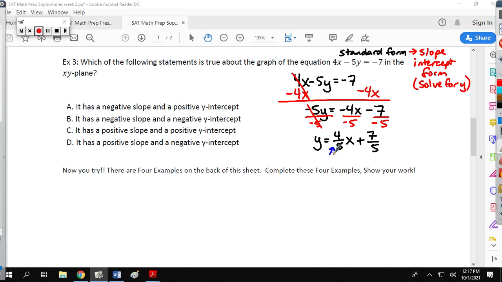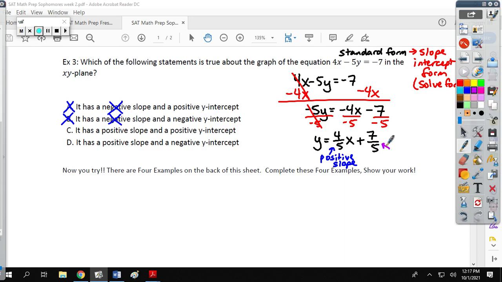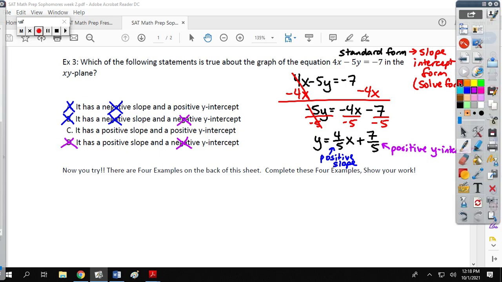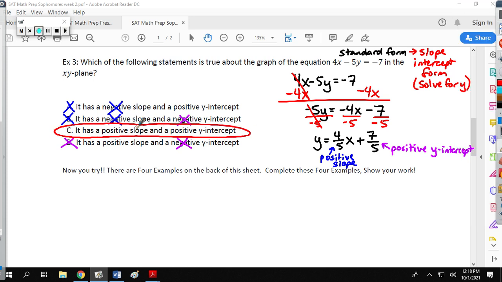So here we have a positive slope, which means the two answers that say negative slope are not correct. So A and B are out. And we have a positive y-intercept. So that rules out those two answers, one of which we've already ruled out. That only leaves one correct possible answer. The correct answer is C. This line has a positive slope and a positive y-intercept.